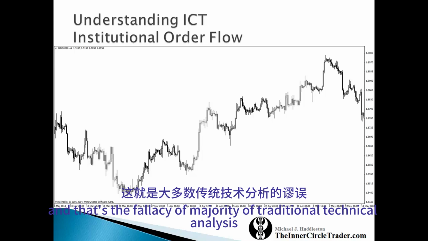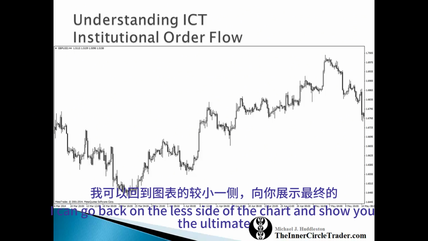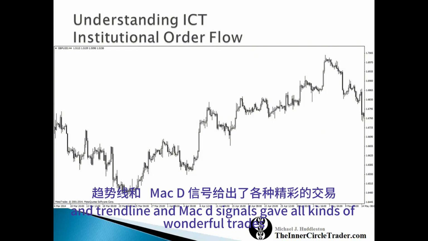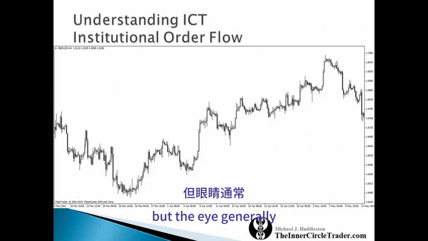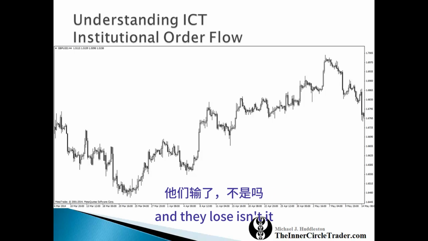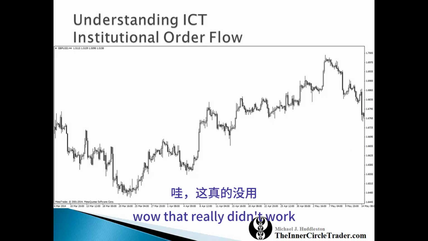And that's the fallacy of the majority of traditional technical analysis, because I can do this very easily just like anybody else can. I can go back on the left side of the chart and show you ultimate examples of how RSI and stochastics and trend line and MACD signals gave all kinds of wonderful trades, but the eye generally will not pick up on the times when it's not working. But it's very easy to see when you're taking those trades and they lose, isn't it? So it's very evident once we absorb a loss, we can look back and say, well, wow, that really didn't work.